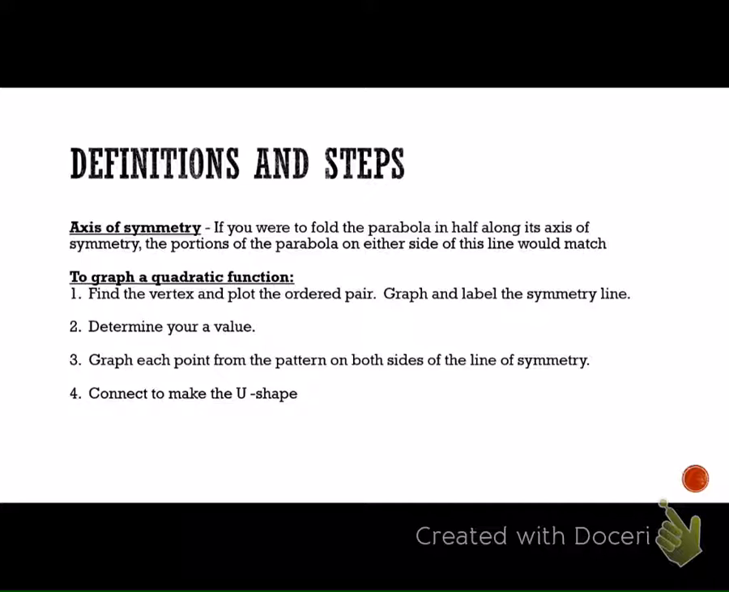So if we're going to graph a quadratic function in standard form, we have a few steps here. You're going to find the vertex and plot that ordered pair. I'm throwing things at you. Sorry. All right, so to find the vertex, we use x equals negative b over 2a. And then we plug that in to find the y value.